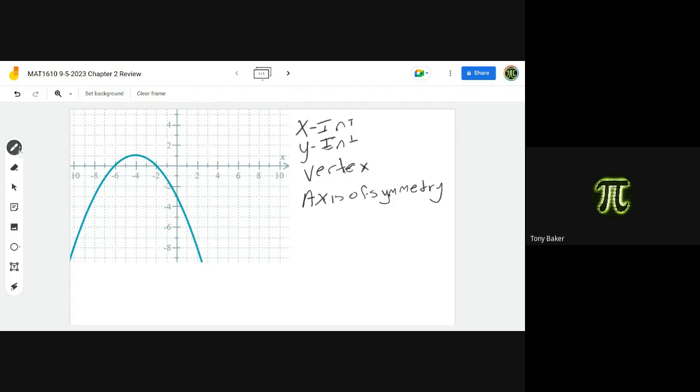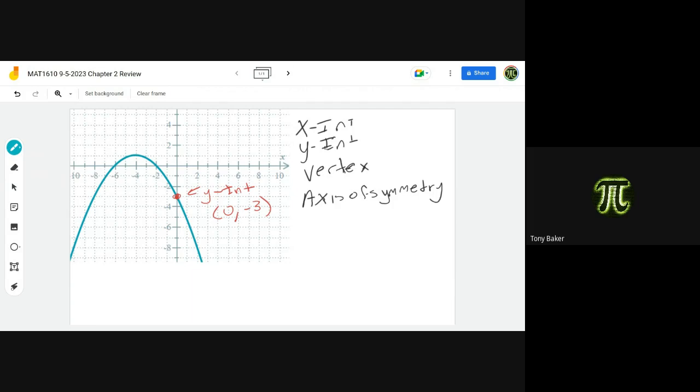So in this one, since this is a graph, it makes it a little bit easier because we can just look at it and find the information. What's the y-intercept? Yeah, the y-intercept's right there. Is that (0, -3)? How many x-intercepts do I have in this problem? I have 2. Do I always have to have 2? No. What other options can I have? I can have 1.